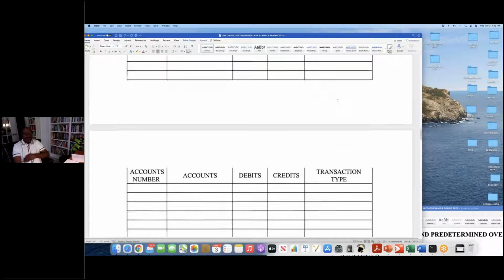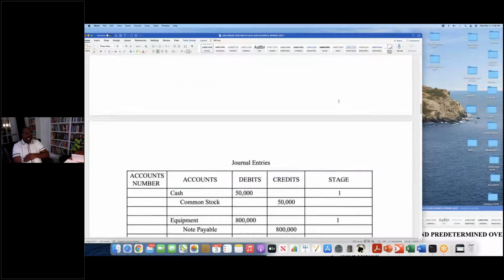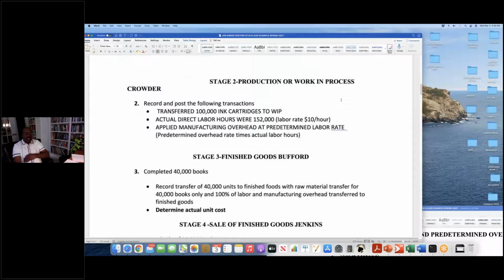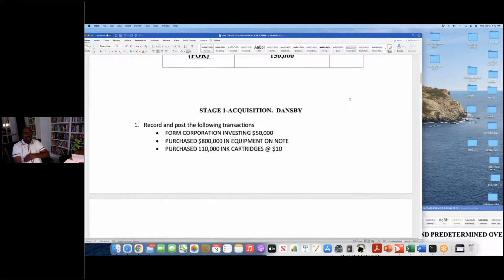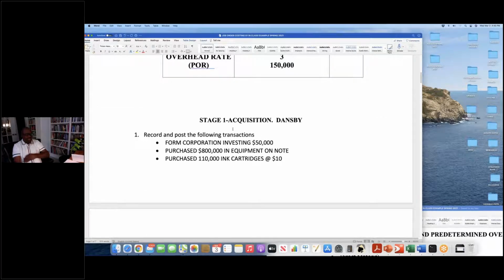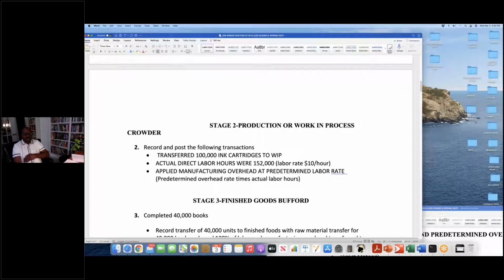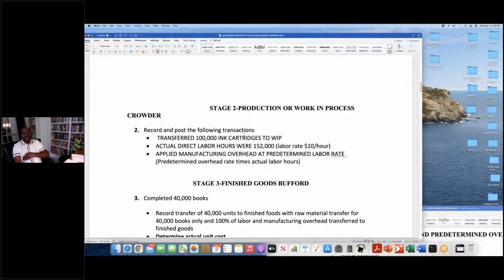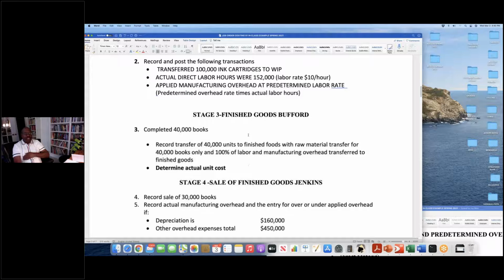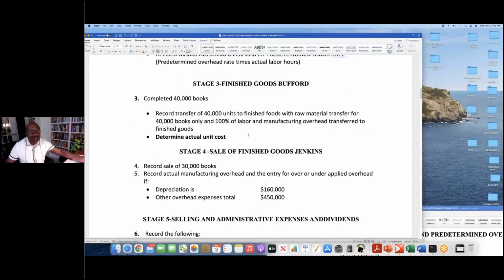Okay, so it looks like we have finished stage 1, where we bought the raw materials, and stage 2, where we made the item. Now we're ready for stage 3 with Ms. Buford.